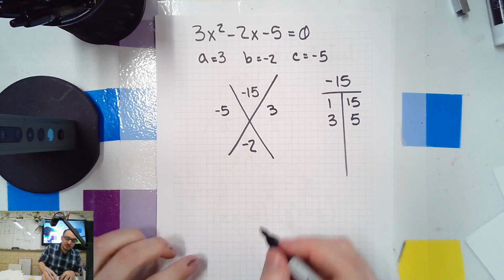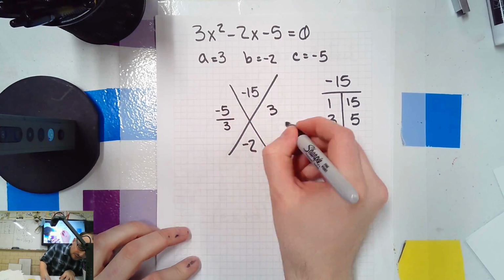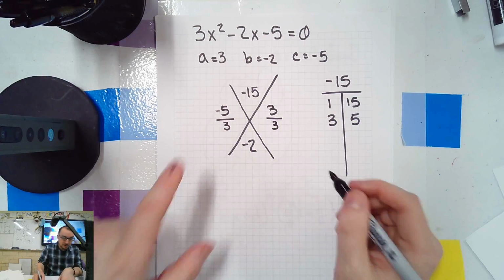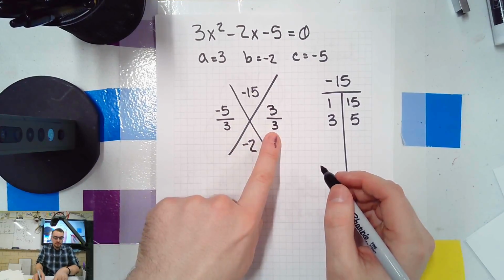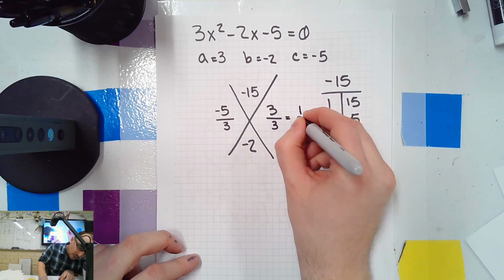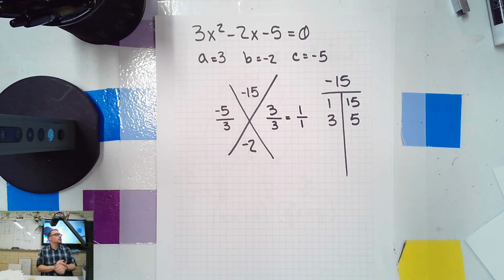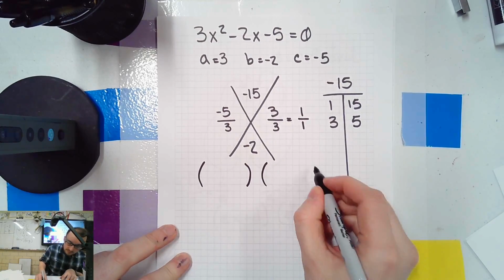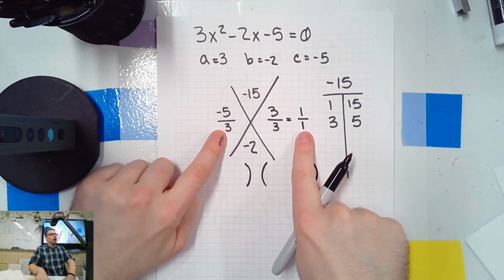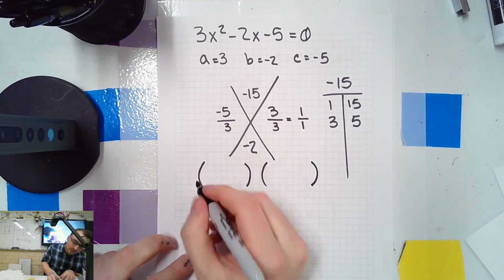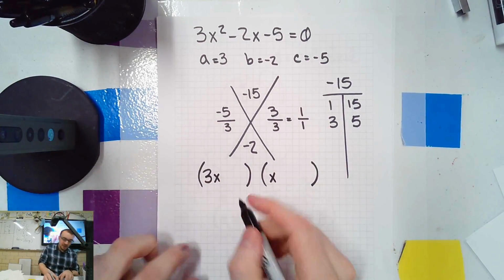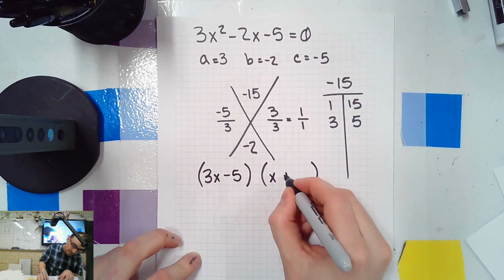Now, we're supposed to divide those by A, which is 3. If we can reduce, we should. Can we reduce this one? What about this one? Yes. We reduce it, it's still 1 over 1, because we need that denominator and numerator. So our answer is going to be 3 and 1 are our coefficients of x, so 3x and 1x. And then our numbers are minus 5 and plus 1.